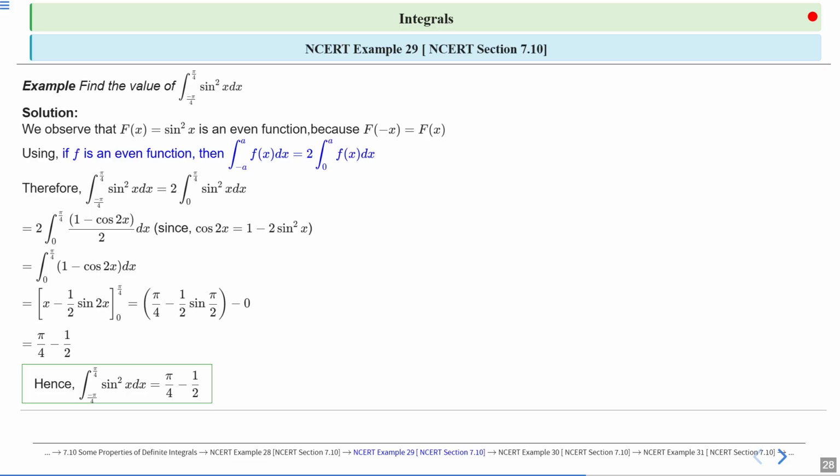In this question, we see that the limit is minus pi by 4 to pi by 4. So it clicks in mind that maybe we can use the property of even and odd functions. We check whether the function is an even function or an odd function, and if it is an even function, we apply the property of even function, and if it is an odd function, then the property says that the value of the definite integral is 0.